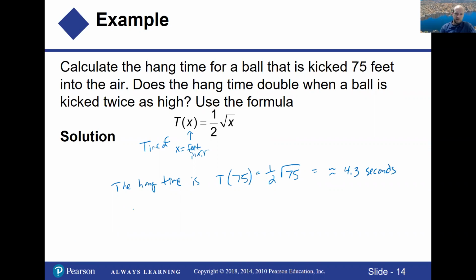So what if we double it? What is the hang time now? So double the height that the ball is kicked into the air. 75 times 2 is 150. So let's find the hang time of that, and that's going to be about 6.1.